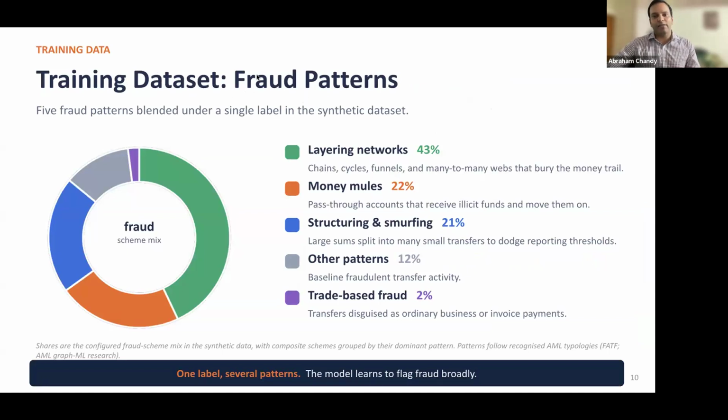So the fraud patterns in the training data set, which is synthetic, were divided across 5 different patterns under a single label of fraudulent. In this, we had layering networks that included chains, cycles, funnels, and many-to-many webs that bury the money trail. We have money mules, where you have pass-through accounts that receive illicit funds and move them on. You have structuring and smurfing accounts, where large sums of money are split into smaller transfers to dodge reporting thresholds. Then you have other patterns, which could include the one-off fraudulent person where people are scammed out of their money. And then you have trade-based fraud, where transfers are disguised as ordinary business or invoice payments. So essentially you have one label but several patterns in that label that we labeled as fraud.